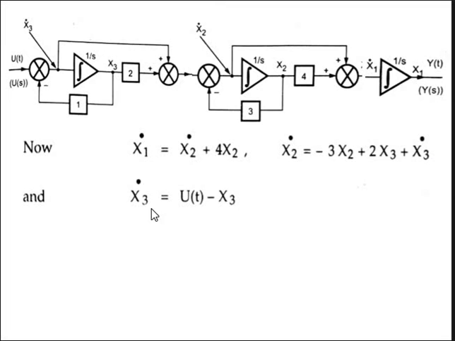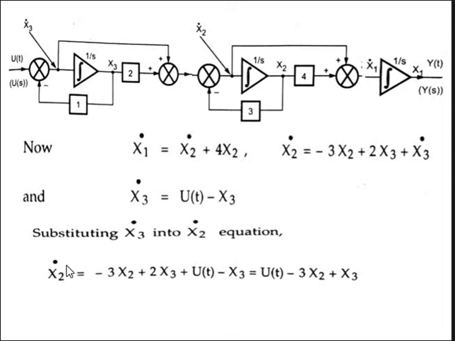So substitute x3 dot of t in the second equation, x2 dot of t, and we can get the standard equation. So we get x2 dot of t is equal to minus 3 into x2 of t plus 2 into x3 of t plus u of t minus x3 of t, that is equal to u of t minus 3 into x2 of t plus x3 of t. Now this equation is in standard form.